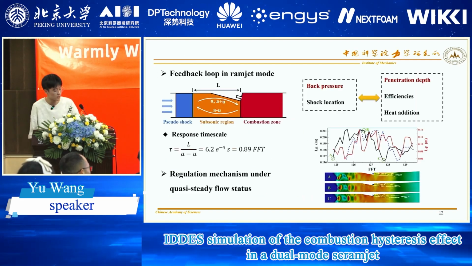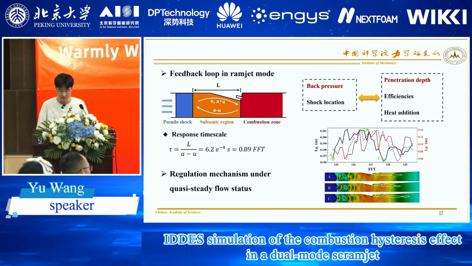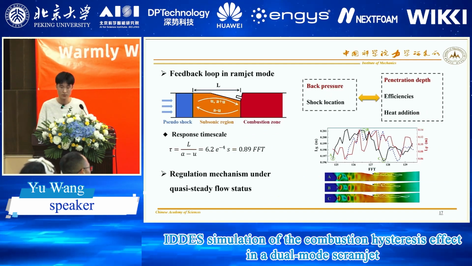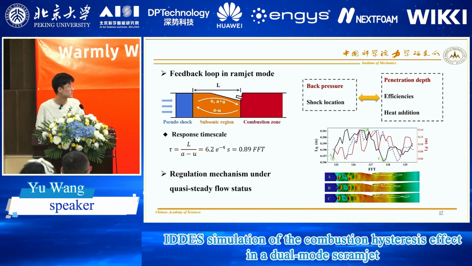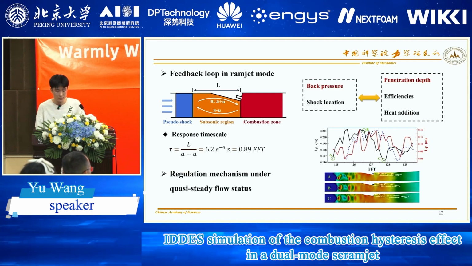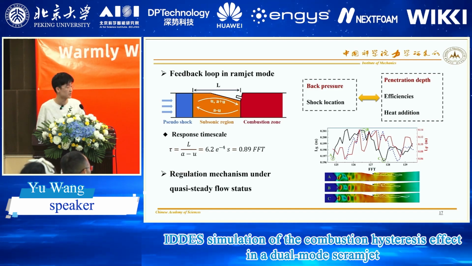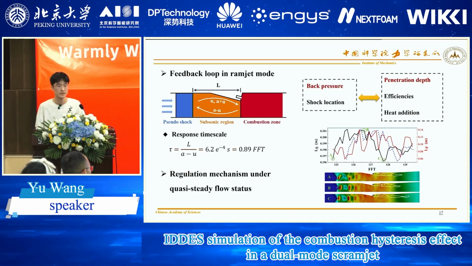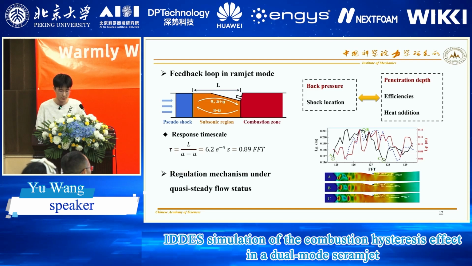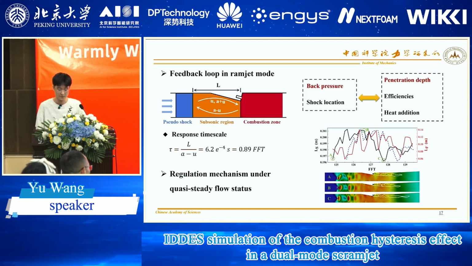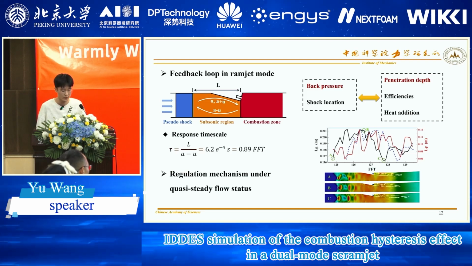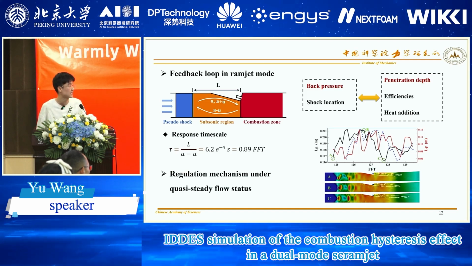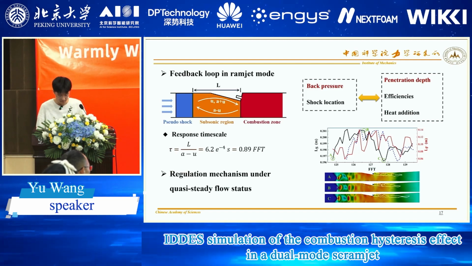Numerical results observed a regulation mechanism between the upstream shock structure and the downstream combustion zone through the middle subsonic region. The combustion field in a ramjet mode is simplified in this figure. Oscillations can be propagated upstream and downstream in the form of acoustic waves, and the response timescale of the upstream-going acoustic waves is estimated here as 0.89 flow flush-through time.